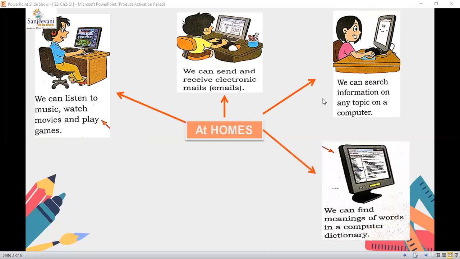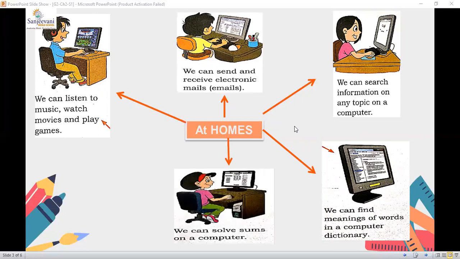The next use at home of a computer is we can find meanings of words in a computer dictionary. If you are not able to understand a word, you can turn on a computer and you can search for that particular word in your computer dictionary. The computer has a dictionary. The next use of a computer is we can solve sums on a computer. The computer has a calculator, and using the calculator of your computer, you can solve sums.